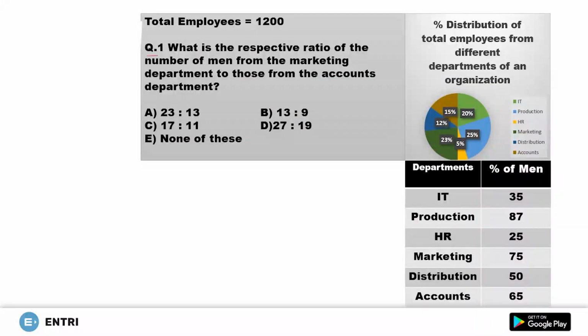So the first question is, what is the respective ratio of the number of men from the marketing department to those from the accounts department? Okay. Now you will say we have a total of 1200. Now we will talk about marketing. In marketing, there are 23% total. But you need to calculate the number of males. So in marketing, you have 75% male. So 75% of this number.